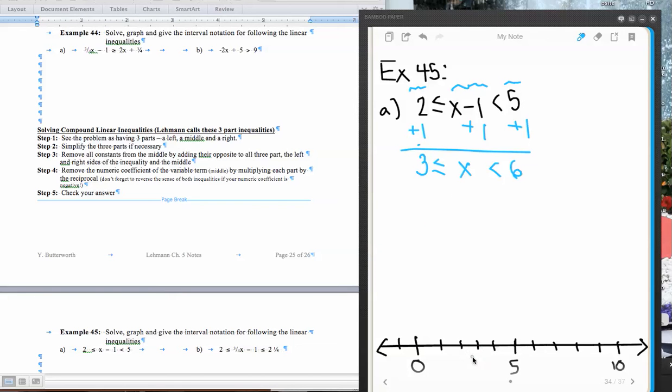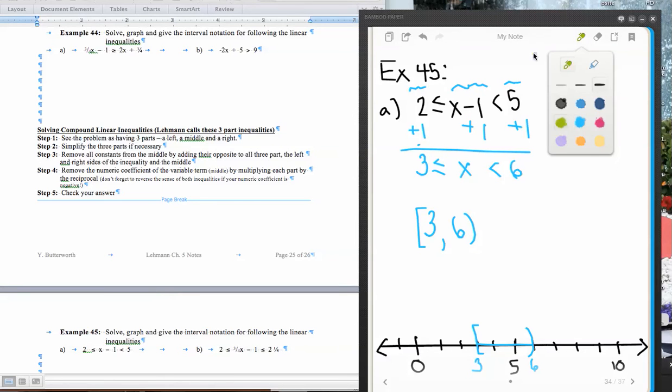So I'm going to go locate my left endpoint, the 3, and I'm going to put a left bracket on it because it is included. Then I'm going to go locate my right endpoint, +6, and I'm going to put a right parenthesis on it because it is not included, and then draw the line between. Interval notation says 3 is my left, it is included, so a bracket, up to 6, which is my right, parenthesis, which is not included. And that's how we would solve that.